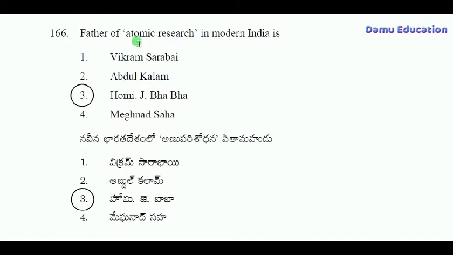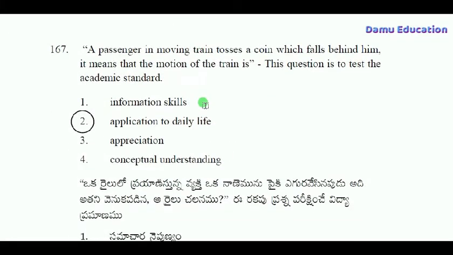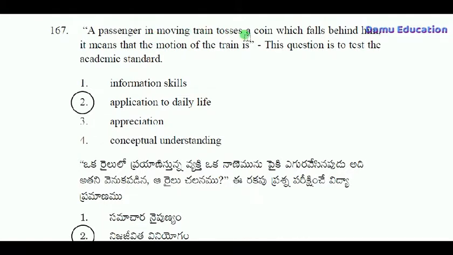Father of atomic research in modern India, Homi J. Bhabha, Homi Jahangir Bhabha. A passenger in moving train tosses a coin which falls behind him. It means that the motion of the train is... This question is to test the academic standard: application to daily life.